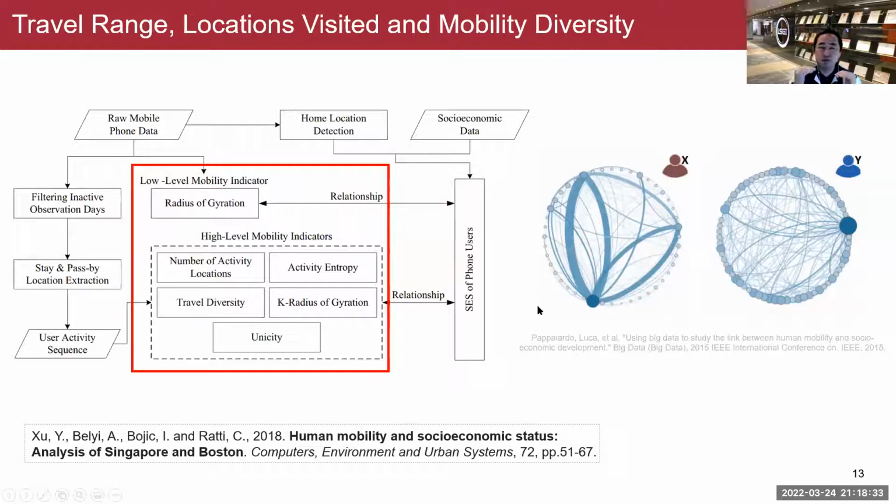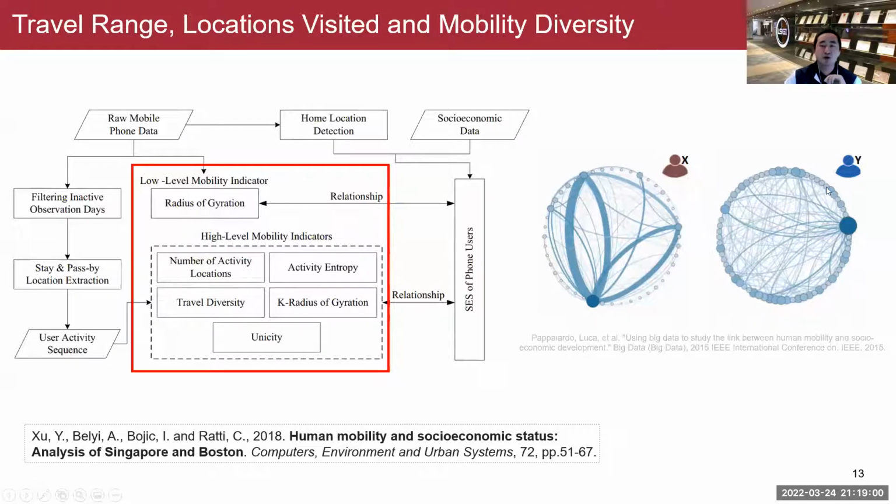But note that this is not done at the individual level, but at a neighborhood or aggregate level. In the meantime, we derive a series of indicators to quantify individual users' mobility patterns. The radius of gyration quantifies the travel range, while we have other indicators that try to quantify the diversity of people's travel activities. On the right side, there are two examples here.